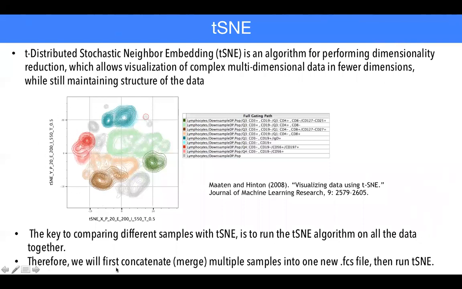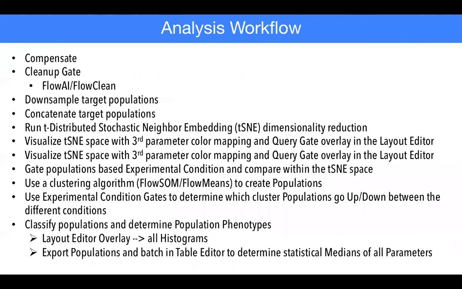And so we're going to first concatenate or merge the samples together into a new FCS file and then run the T-SNE dimensionality reduction step so that we can pull apart the individual component files and compare them within this common dimensionally reduced data space. And so I know this is a long slide, you don't have to read the whole thing, but this is the workflow for this. I'm going to first bring in my data.